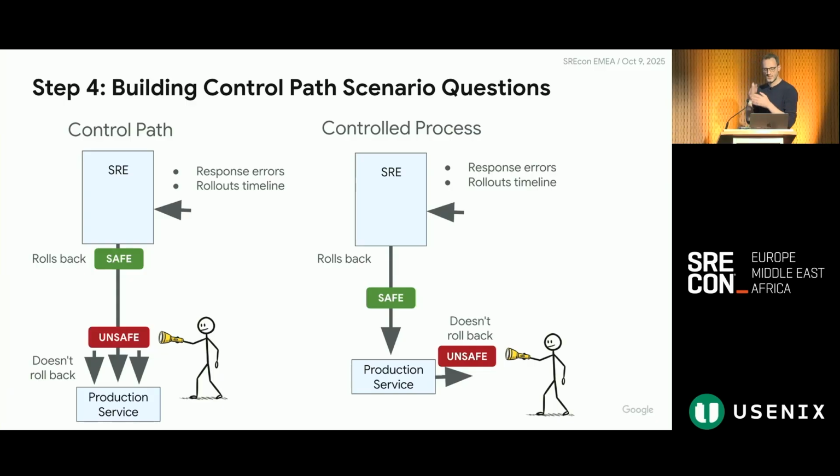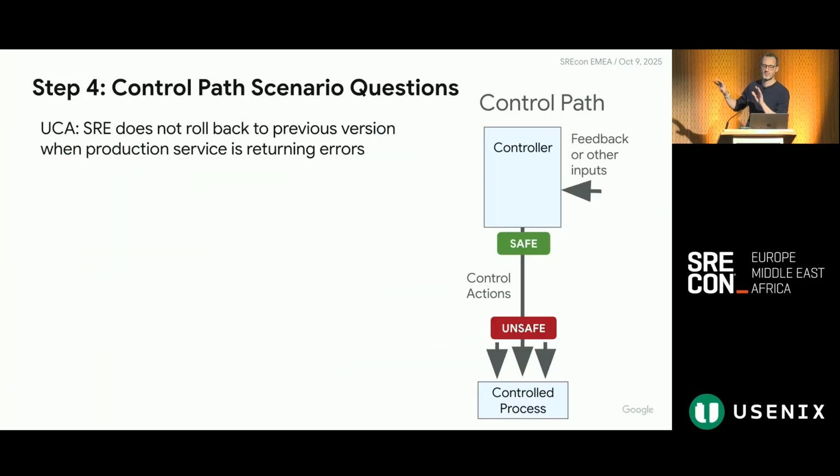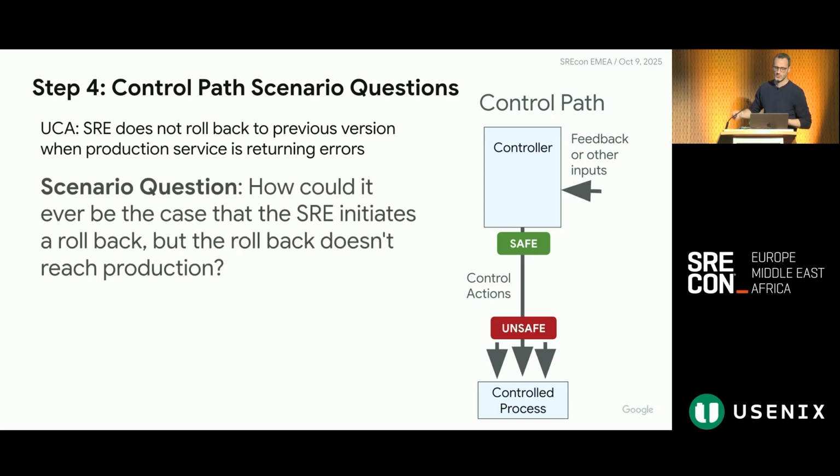So sometimes this can be tricky to reason about, so let's build our scenario questions and think of a few examples. So to build our scenario question, let's first review the UCA we're analyzing. Our UCA is SRE does not roll back to previous version when the production service is returning errors. So the question is, how could it ever be the case that the SRE initiates a rollback, but the rollback doesn't reach production?